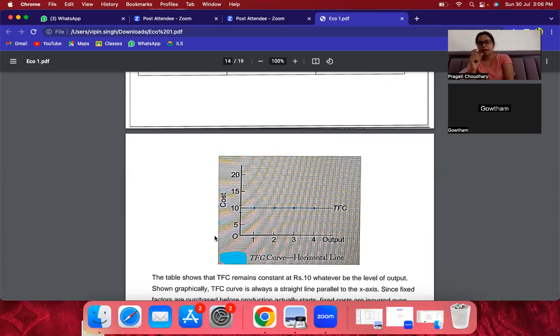See, I have 10 rupees for the fixed cost. Either I am producing one, then also I have to bear 10 fixed cost. Either I produce two, three, four, whatever I produce, I have to go with 10 fixed cost.